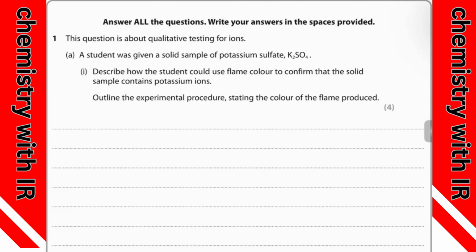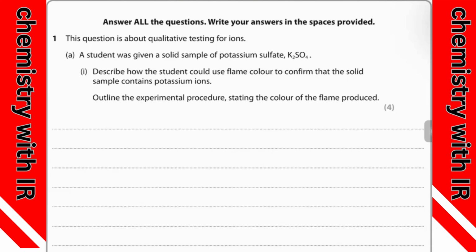Outline the experimental process. So, first of all, what you have to do? First of all, you have to take a nichrome wire, or sometimes we use platinum wire. The wire should be unreactive. Remember, the wire should be unreactive. And then you have to take concentrated hydrochloric acid. Hydrochloric acid is sometimes used to clean the wire.